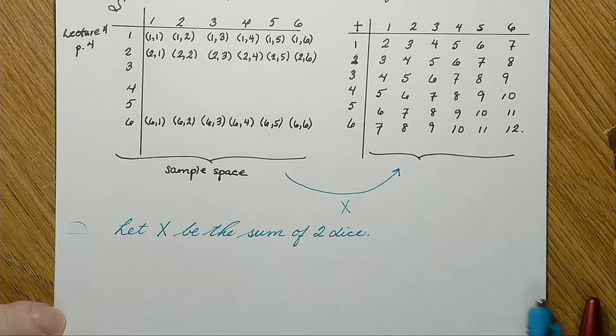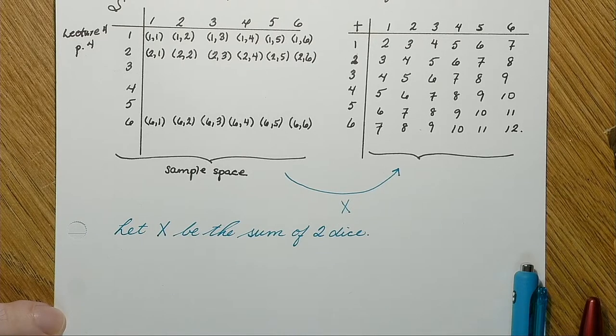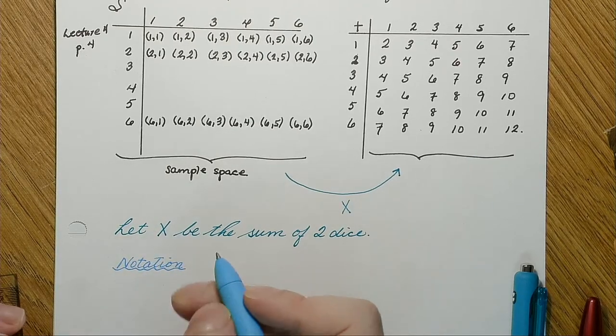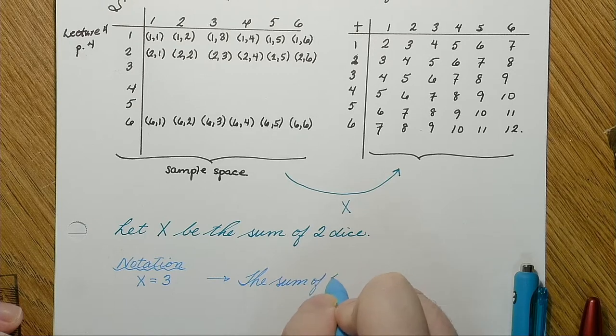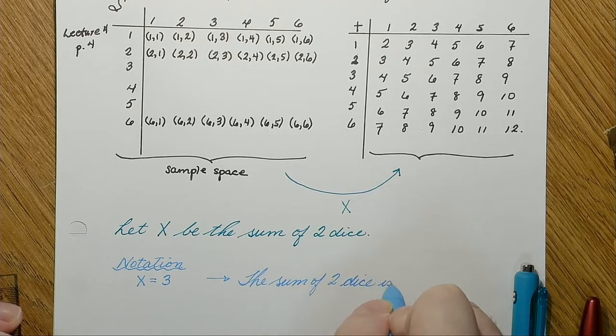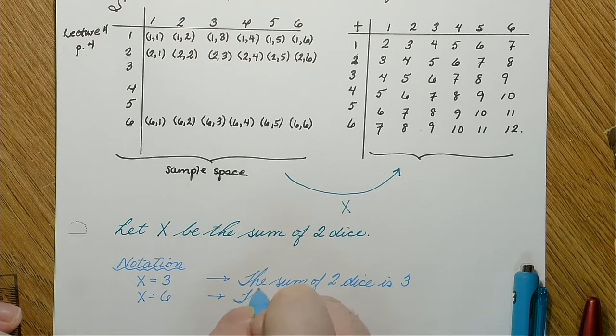Now here's just a little bit of notation. If I wrote something like x equals 3, this means that I want the sum of two dice is 3. If I said x equals 6, that would be the sum of the dice is 6.